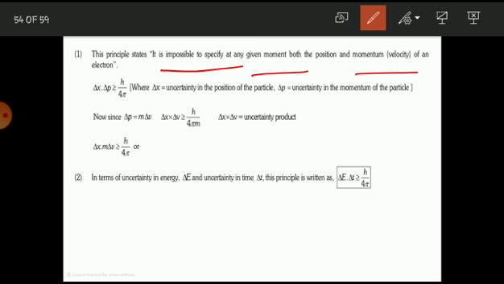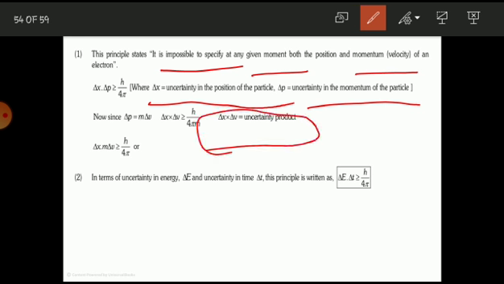It can be given by the equation delta x into delta p is greater than or equal to h upon 4 pi, where delta x is the uncertainty in the position of the particle and delta p is the uncertainty in the momentum of the particle. In terms of uncertainty in energy, delta E, and uncertainty in time, delta t, this principle is written as delta E into delta t is greater than or equal to h upon 4 pi.